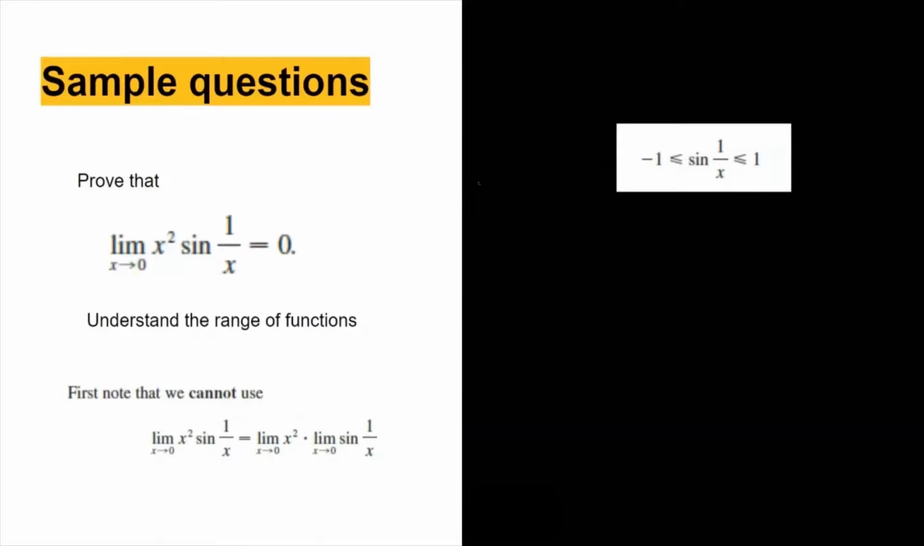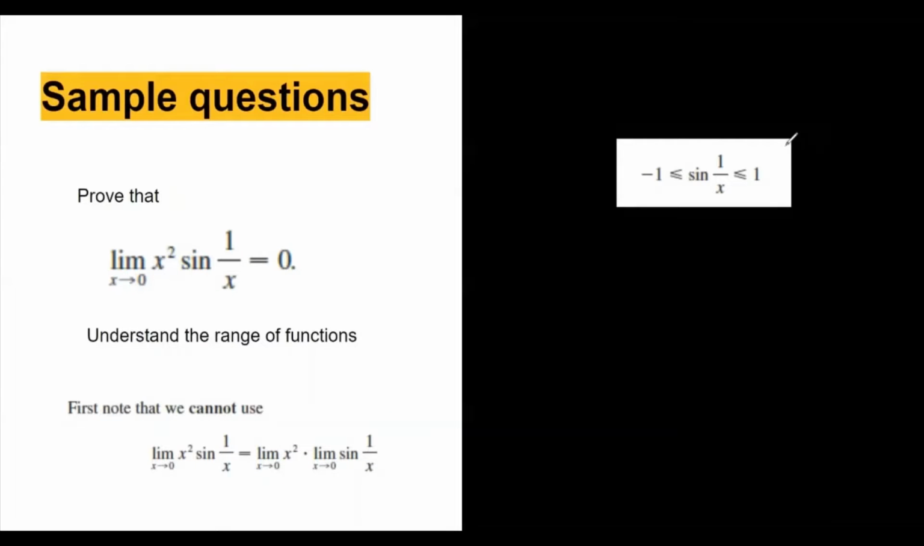Instead, what we can use is the range of sine. Now, we know that the value of sine always lies between -1 and 1. So, even if the theta is 1 by x, the value would be between -1 and 1. Now, if you look carefully, how can we turn this part of the question into something similar to the original question?